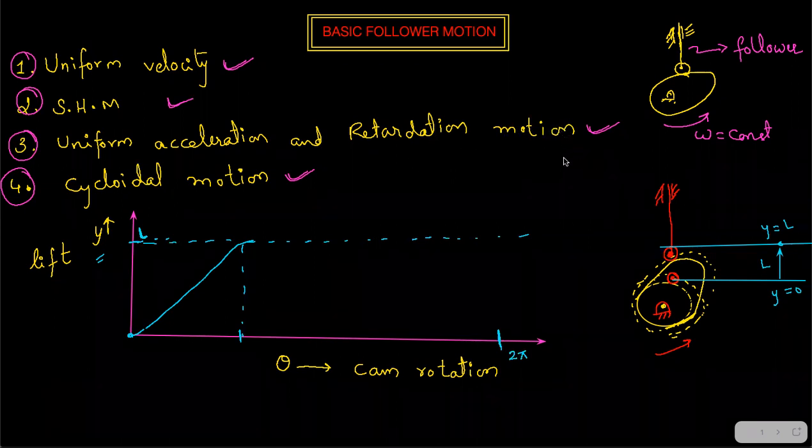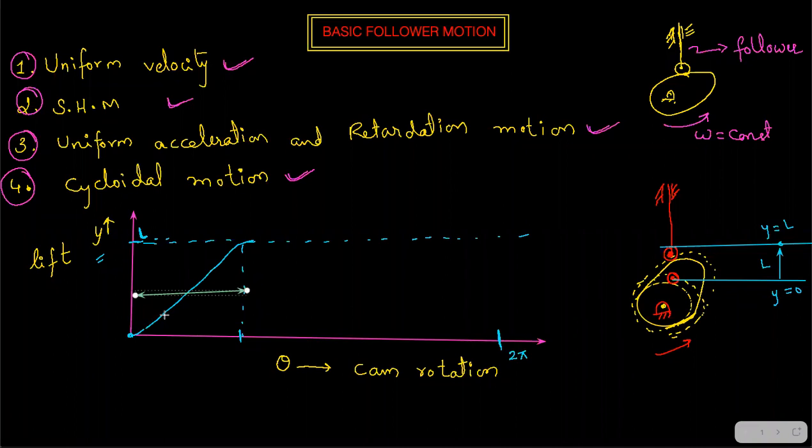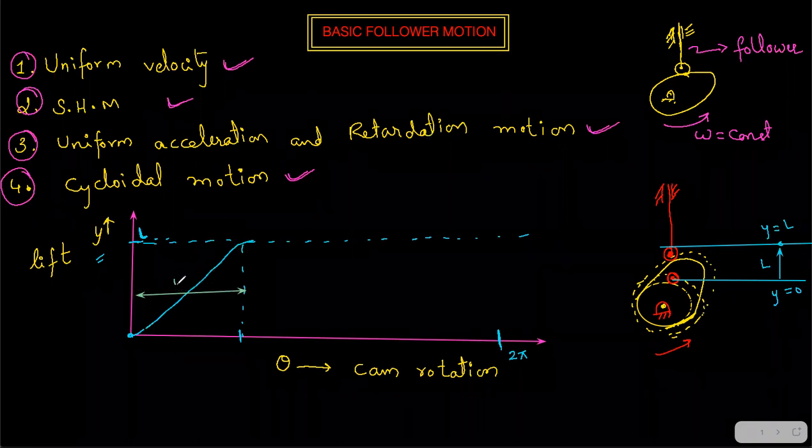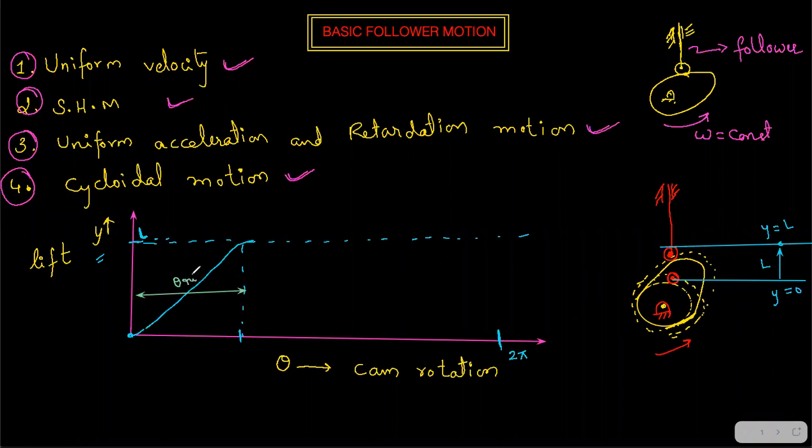Theta rise is how much? Can you tell? Just measure it this way. From here to here, the cam rotation is theta rise. When theta goes from 0 to theta rise, the follower goes from 0 to the total height L. You call it theta rise because the follower is rising.